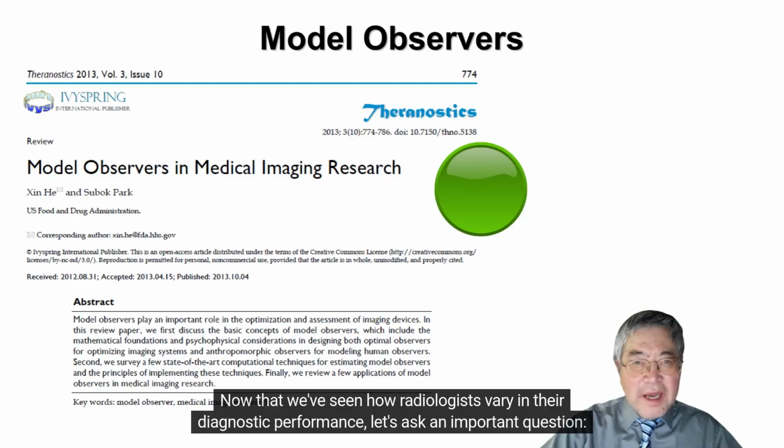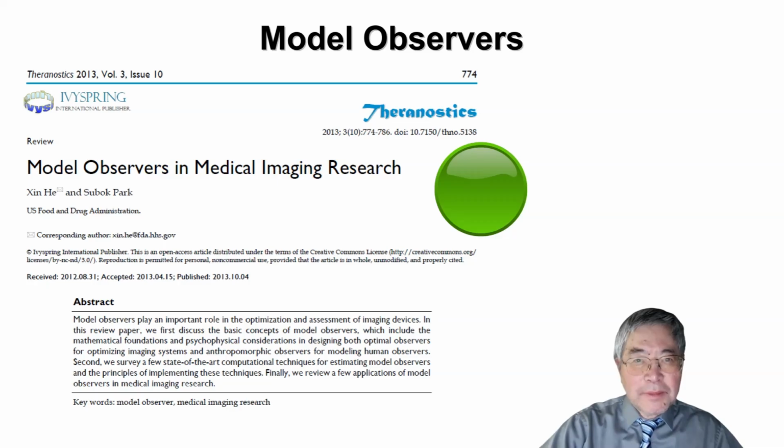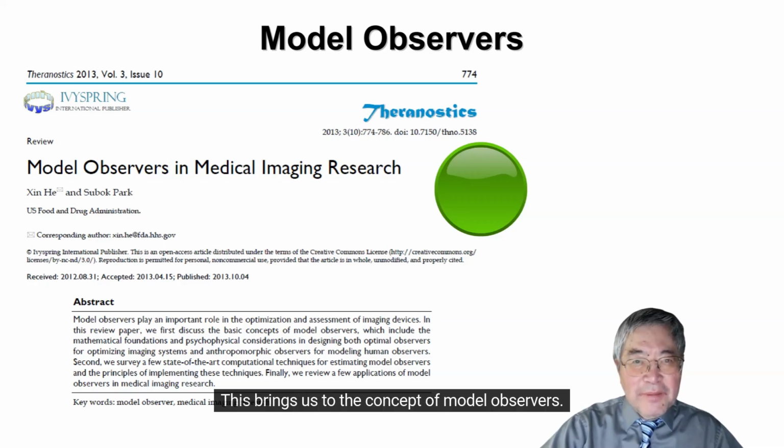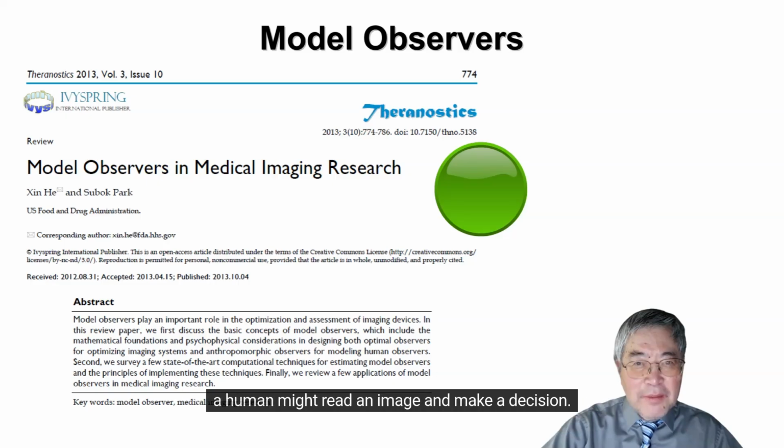Now that we've seen how radiologists vary in their diagnostic performance, let's ask an important question. Can we systematically model this decision-making process? This brings us to the concept of model observers. A model observer is essentially a mathematical framework or a computational algorithm that simulates the way a human might read an image and make a decision.